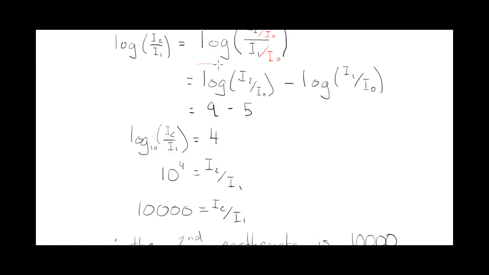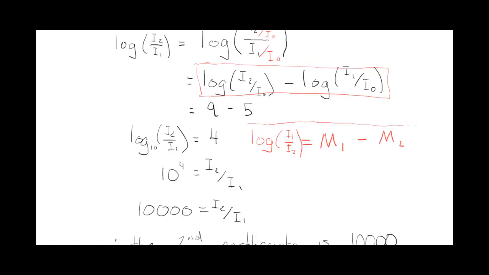So this one right here, think about what that means. That means the magnitude of 1 minus the magnitude of 2 was equal to the log of I1 over I2. This equation will be useful.